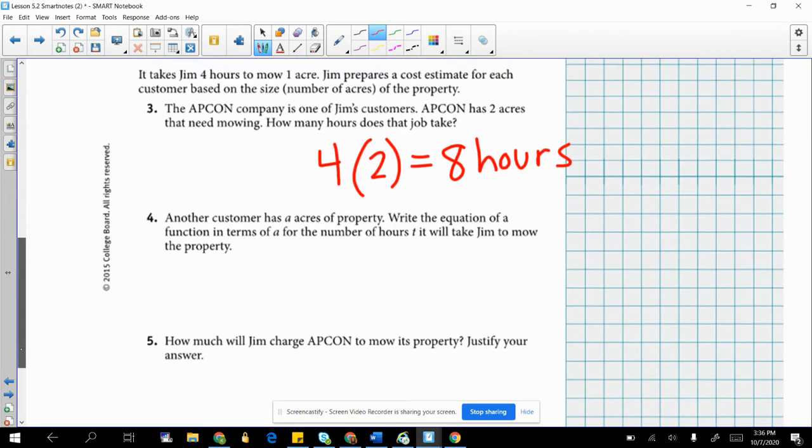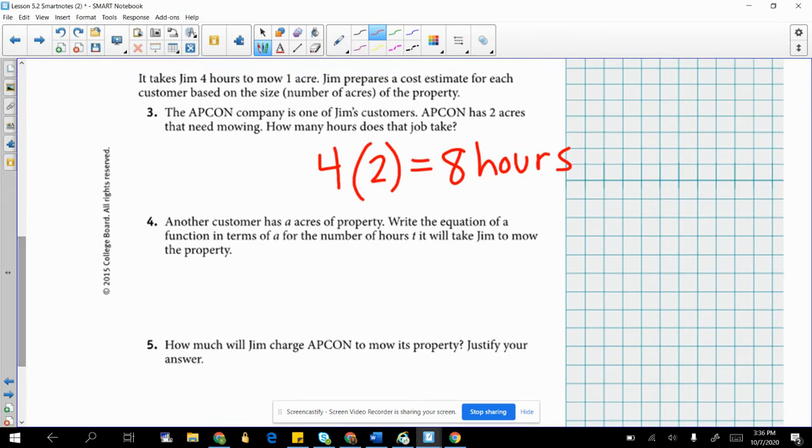Okay. So then 4 says another customer has A acres of property. So again, this is what we would use if we didn't know how many acres. So write the equation of a function in terms of A for the number of hours T it will take Jim to mow the property. So we're going to write this as T of A because acres is what we plugged in there. And that's going to be written as 4A.